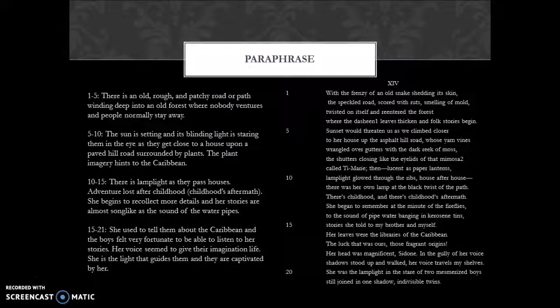Now, down to paraphrasing. I decided to split it up into 5 lines, because some of the lines fit together to describe one thing. All in all, the poem is about 2 boys traversing through the forest or jungle in order to get to the old woman's house. Throughout the way, there is fantastical imagery of the old road, lights, plants, and shadows. They listen to in-depth stories of the Caribbean and are both completely fascinated.